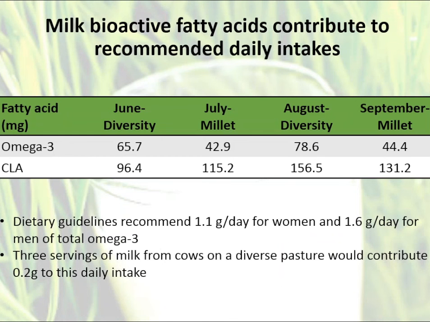So I converted these numbers into the amount of milligrams you would see of these fatty acids in a serving of whole milk. So here we have about 66 milligrams of omega-3 when cows were grazing diverse pasture and a little bit of baleage. We have about 43, 44 when they're grazing millet. And we have, again, almost twice as much when they're grazing only a diverse pasture. In CLAs, again, we see it follow that it's highest on that diverse pasture in August, and then we get an intermediate amount when they're on millet, and the lowest amount for CLAs when you include the baleage.